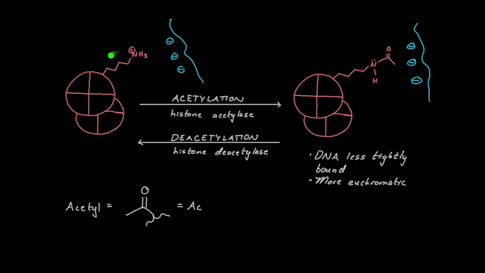Let's take a look at this side chain here that's coming off of our histone octamer. Can you recognize this side chain? You should be able to, because amino acids are very important to know for the MCAT. This is going to be a lysine residue, whose three-letter abbreviation will be LYS, and one-letter abbreviation will be K.